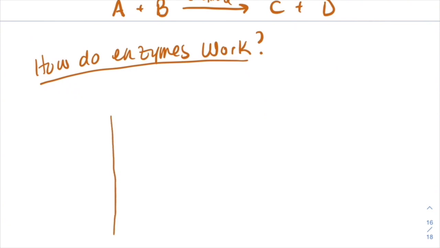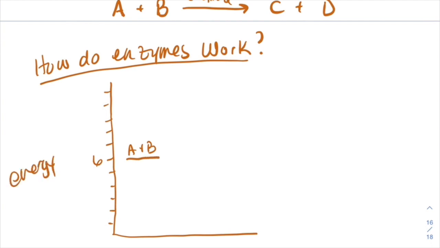All right. And let's say, how did I do this? 2, 3, 4, 5, 6, 7, 8, 9, 10. Oh, let's just make this a little higher. Let's say 1, 2, 3, 4, 5, 6. Let's say that scientists have determined that the reactants A and B start off at a level 6. And let's say we finish off, the products have 2 energy units. I've got time over here.